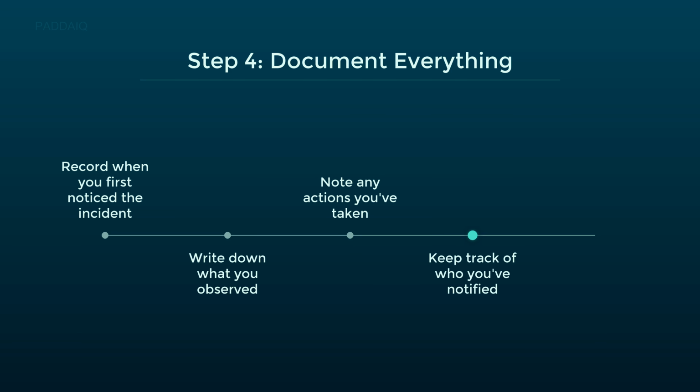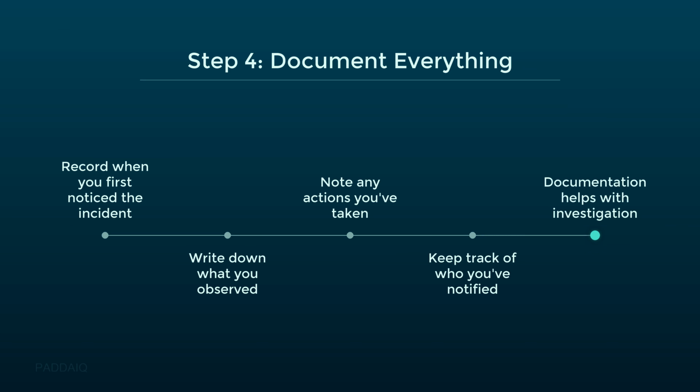Keep track of who you have notified. This means maintaining a clear record of everyone you have informed about a change or issue. For example, if you update a cloud application, log which teams, like security or development, were alerted. This ensures accountability and prevents miscommunication, keeping your project organized and transparent.